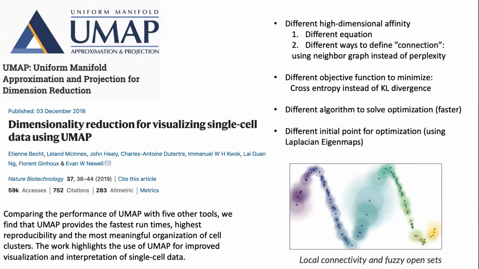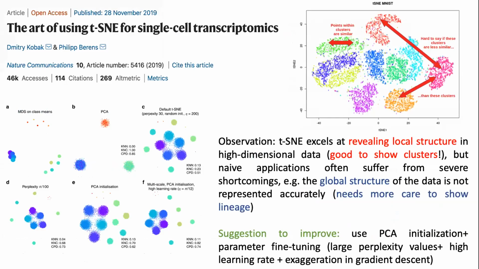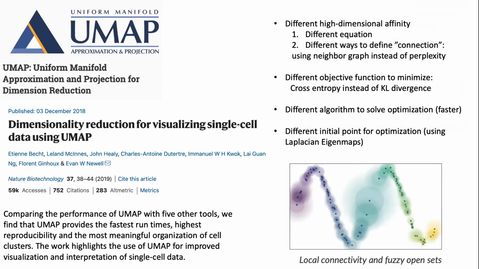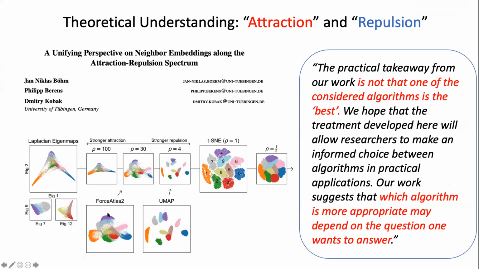But here, I think the take-home message, because they are very easy to implement in the standard workflow or package, but if you want to do a more reasonable explanation of the data, you should focus more, for example, on the initialization or different hyperparameters, or become more conservative about explaining the global structure of these dimensionality reduction results. So I think this paper is also very interesting.